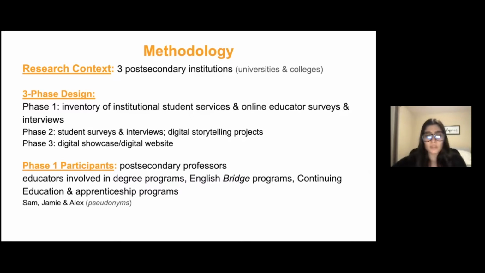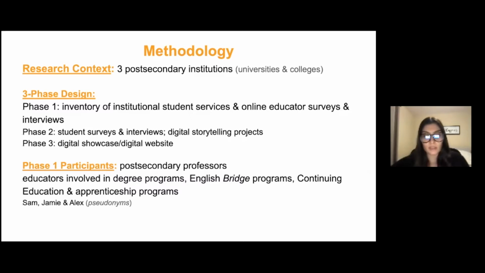The interviews that we will look at were more in depth. The surveys that we collected were more so just to understand very briefly the situation in those institutions, and so we will be discussing more of the interview data. And then in phase 2, we interviewed and surveyed students who identified as refugees at the post-secondary level.